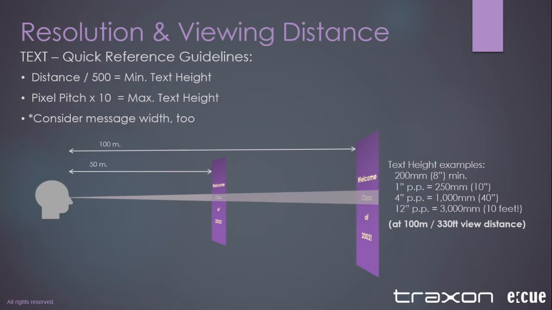That means actually much easier math. If you're going to be 100 meters away with a 1 inch pixel pitch, 1 inch times 10, 10 inches is going to be your minimum text height, and that's larger than 8, so we know we'll be able to see it. A 4-inch pixel pitch means you'll want at minimum a 40-inch block of text, so 3.5 feet. If you have a 1 foot pixel pitch, you'll need 10-foot tall text.